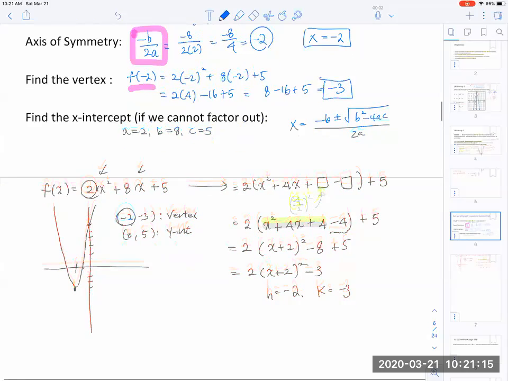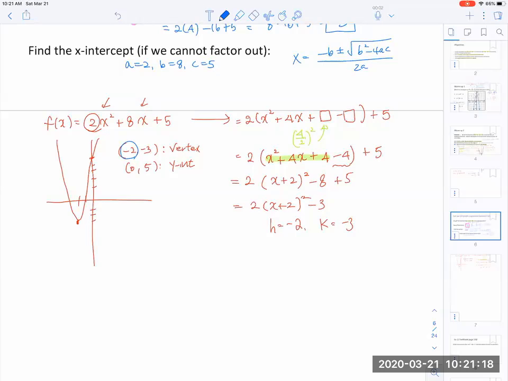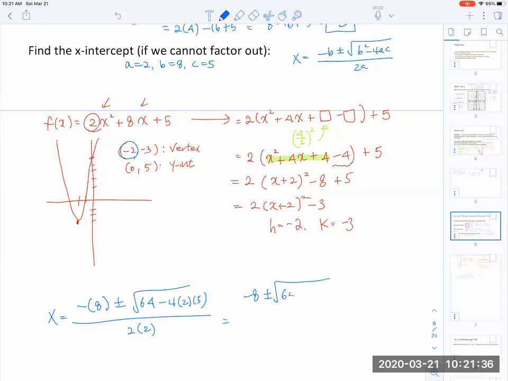Okay, I'm going to just bring it down here. So x equals -8 plus or minus the square root of b squared, 64, minus 4 times 2 times 5, which is 40, over 2 times 2. I know it's a long process, but keep watching me. This is going to be 24 over 4.